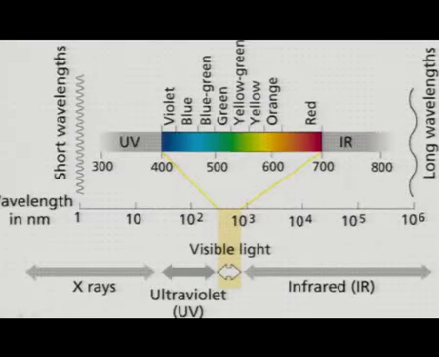This is the light range: 300, 400, 500, 600 and 700 nanometer. The plant absorbs only 400 to 700 wavelength of light. This is called the visible range of light, that is violet, blue, blue green, green, yellow green, yellow, orange and red. The maximum rate of photosynthesis, that is oxygen evolved, is in the red light.